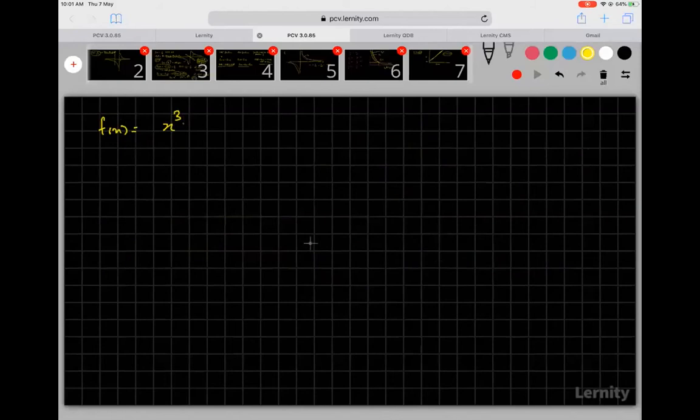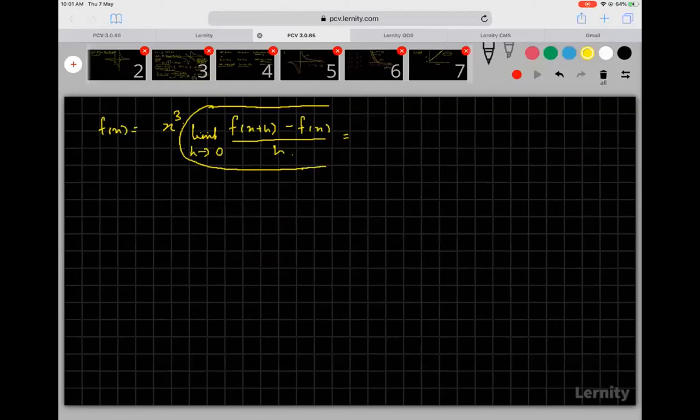Then I am talking about the limit, as h tends to 0, of f of x plus h minus f of x, divided by h. So what will this be equal to? Can you work it out and see what it is equal to? So I can say it is equal to (x plus h) the whole cubed minus x cubed, by h.